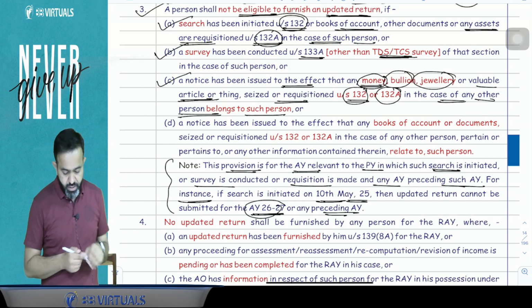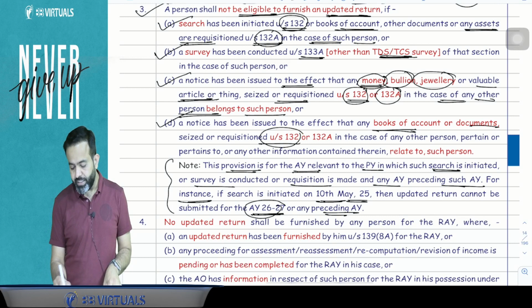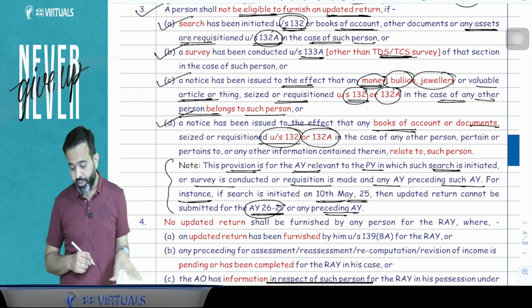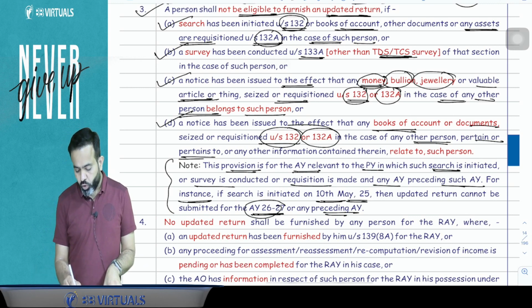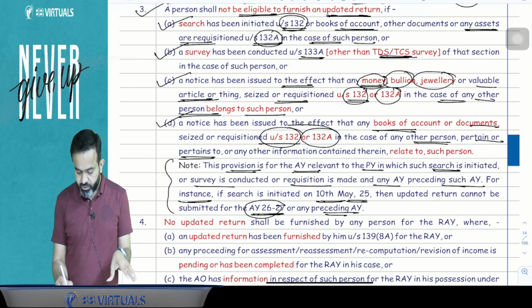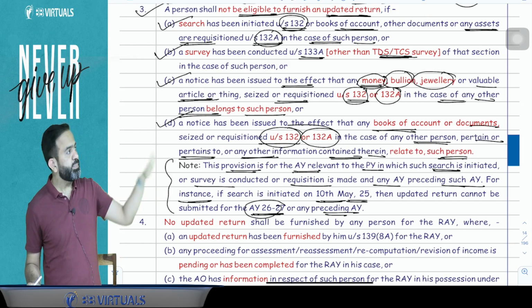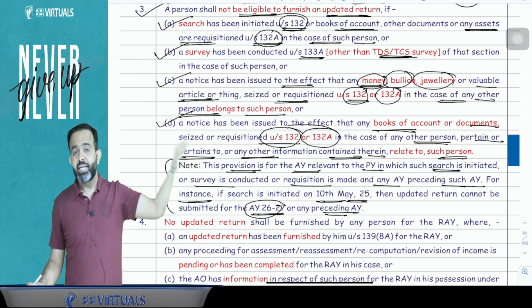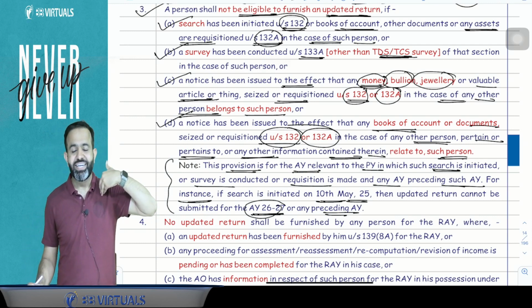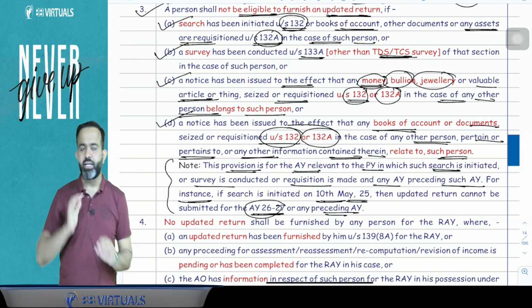Now the next part. A notice has been issued to the effect that any books of accounts or documents seized under section 132 or requisitioned under section 132A in the case of any other person pertain to any other information contained therein related to such person. Like a raid conducted at my uncle's place, but they got some documents and information that pertain or relate to me, then I cannot file the updated return.